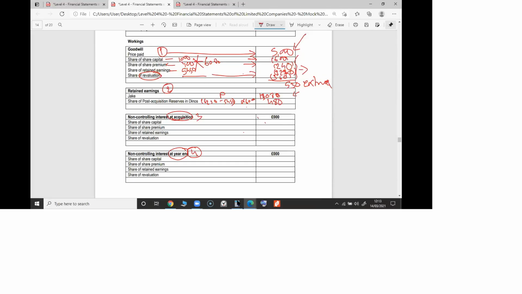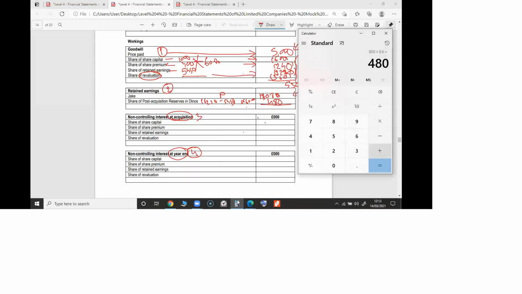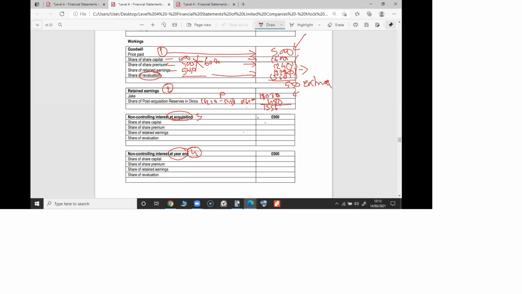Now 480 plus 13,080, how much is it? Can someone give me the figure? 13,560. Thank you, people. Baby, Charlotte, Mary, thank you. 13,560. See the hard work we're doing already here.